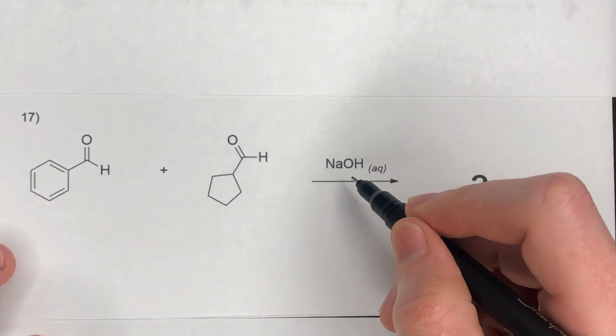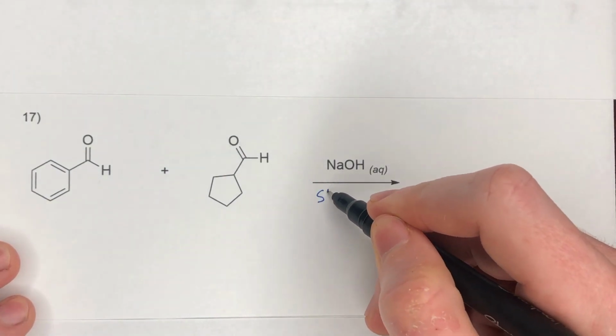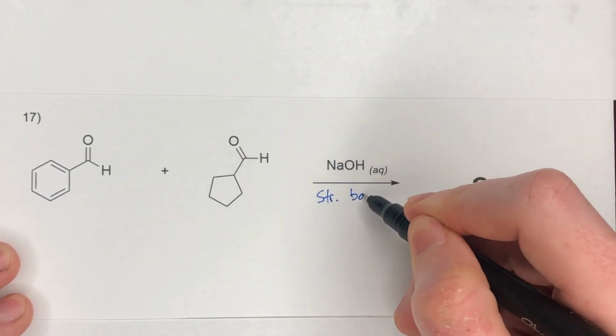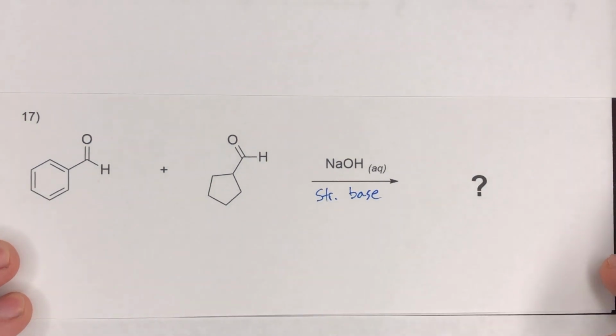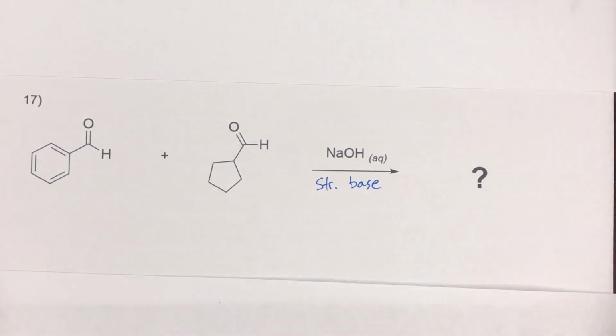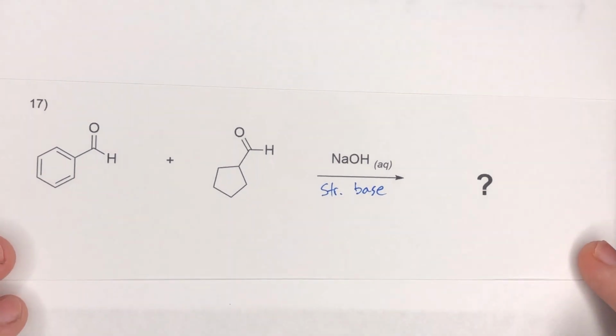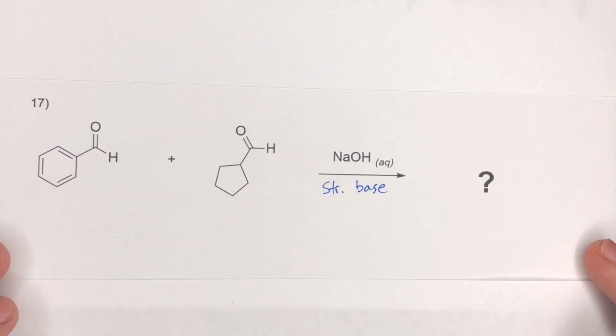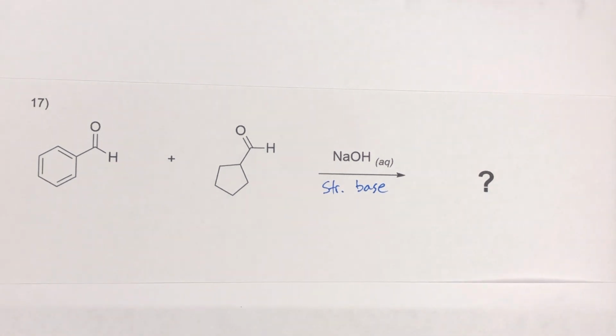All right, here we have question 17. Right away, we should recognize that we have sodium hydroxide. That's a very strong base. So what we're looking for is any kind of acid, because remember, acid-base reactions are faster than every other type of reaction. So when we have a strong base like sodium hydroxide, if we have any type of acidic proton, we're going to remove that first. That'll be the first thing that occurs.